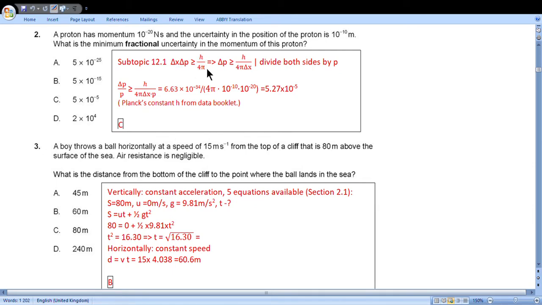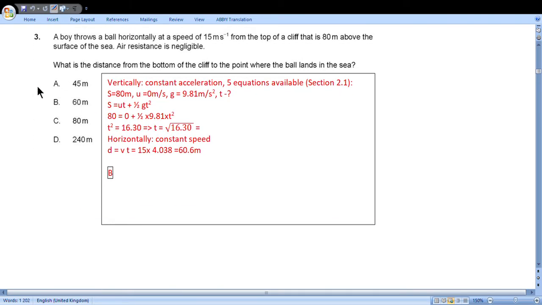Divide both sides by delta x. So rewrite for delta p and then divide both sides by p. Then substitute values and we get the answer, which is C, 5 times 10 to the minus 5.